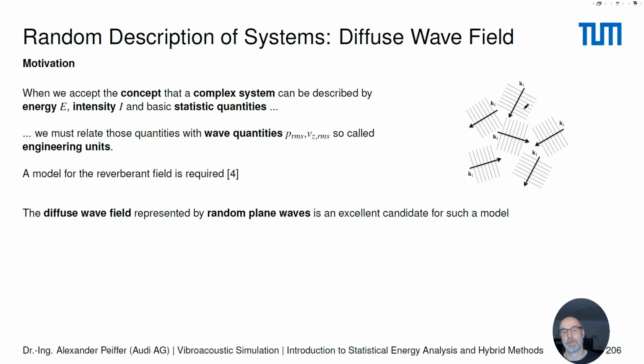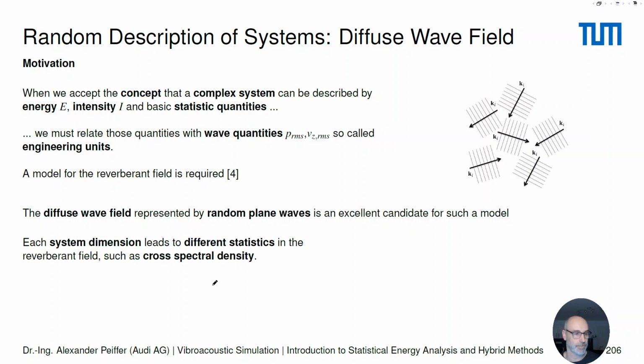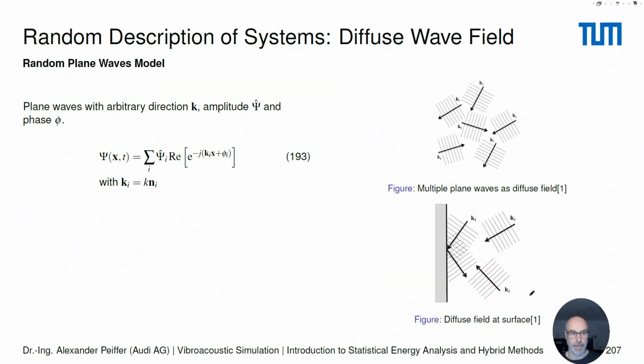So we just assume that we have several plane waves with arbitrary direction and random phase and amplitude. When we deal with such models, we have to consider that for each dimension we have different statistics, and all the statistical quantities, for instance the cross-spectral density, will have different results in the reverberant field. So just denoting that we have a three-dimensional system that we deal with, or two-dimensional or one-dimensional. Good. So now let's come to the details of this model.